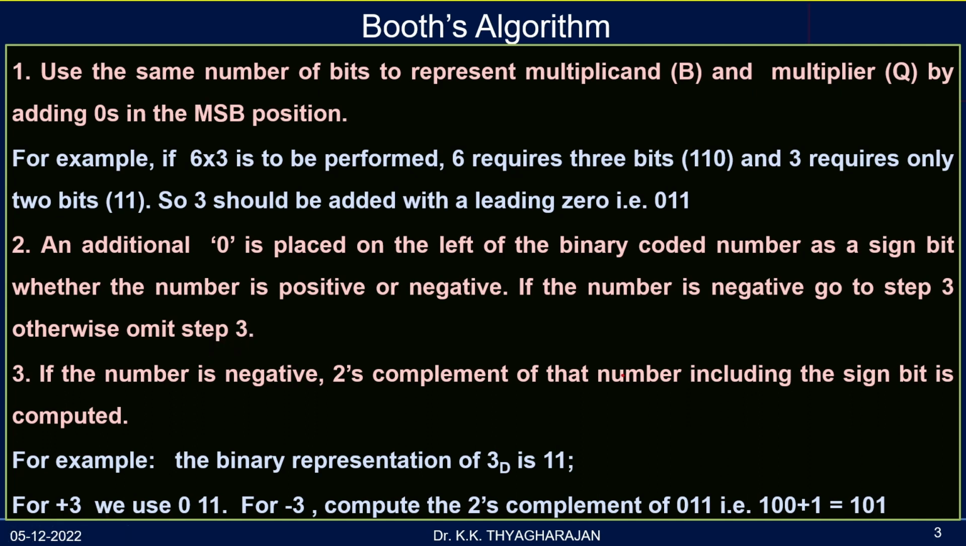If the number is negative, take 2's complement of that number. If the number is positive, you need not take 2's complement. If you coded 3 as 0, 1, 1, and if it is plus 3, leave it as it is. And if it is minus 3, then take 2's complement of 0, 1, 1. The 2's complement of 0, 1, 1 is 1, 0, 0 plus 1, and it is 1, 0, 1, where 1, 0, 0 is 1's complement of 0, 1, 1.